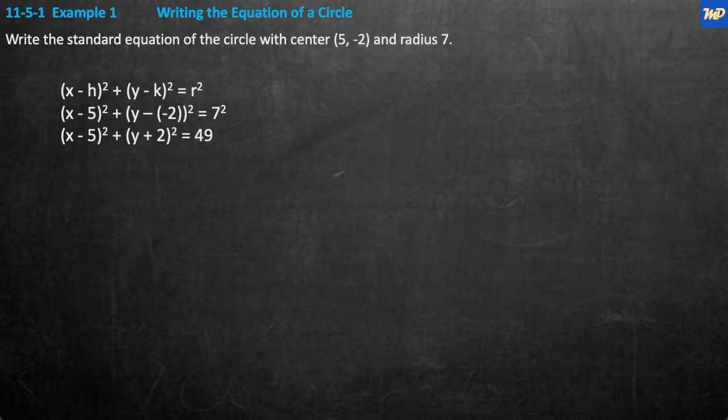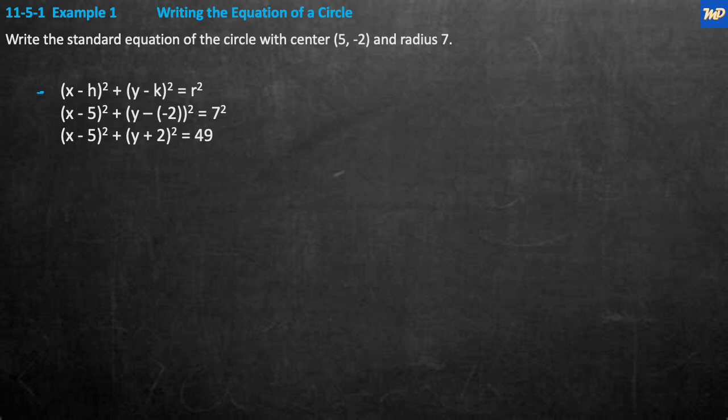Okay, example 1, writing the equation of a circle. Write the standard equation of a circle with center at 5, negative 2 and a radius of 7. Well, in order to start that, we're going to write the equation itself to begin with. And the equation is, as we looked at it on the previous slide, the quantity x minus h squared plus the quantity y minus k squared is equal to r squared, the radius squared.